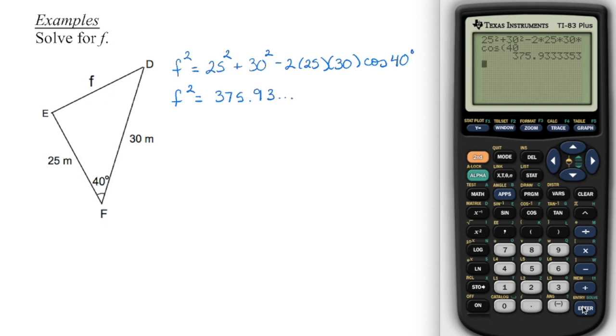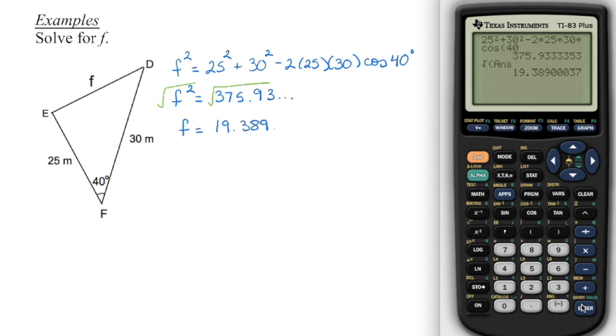Now, that gives us f squared. We want just the side length of f. So we know that in order to get f, we can eliminate a squared by square rooting. So we're going to square root this value. So in our calculator, we're going to go second function and then press the squared button to access that square root. We're going to go second function answer to put that whole value in. And there you go.